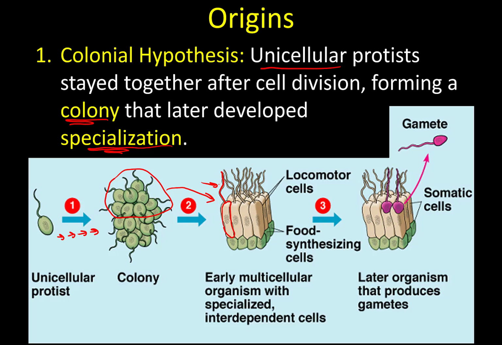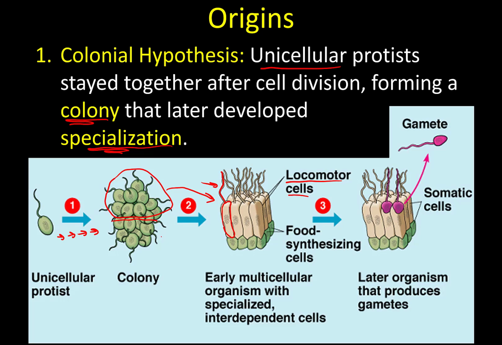This would allow them to be very powerful swimmers, but it wouldn't leave a lot of space inside the cell for organelles that did other things, like, say, waste disposal or food digestion. These cells gave up their abilities to do all these other tasks so they could become really, really good at locomotion. So we're going to call them locomotor cells.